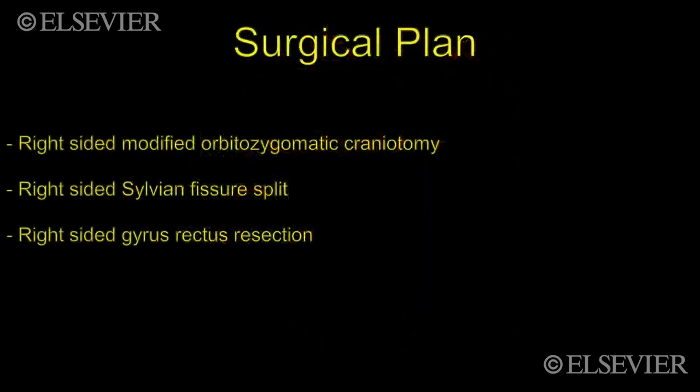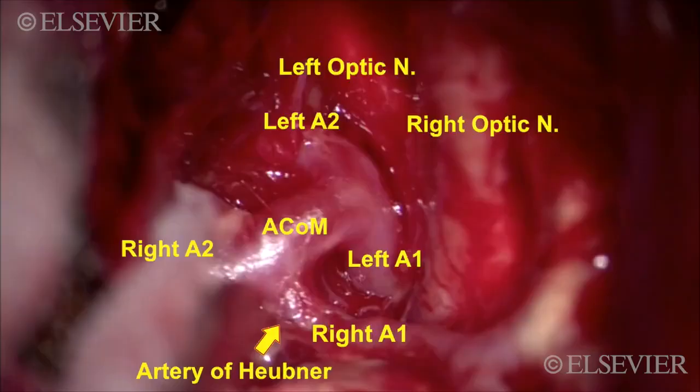The surgical plan was to proceed with a right-sided modified orbitozygomatic craniotomy with removal of the orbital bar, with a complete right-sided Sylvian fissure split and a right-sided gyrus rectus resection. This is the operative view with completion of the Sylvian fissure split as well as the gyrus rectus resection.